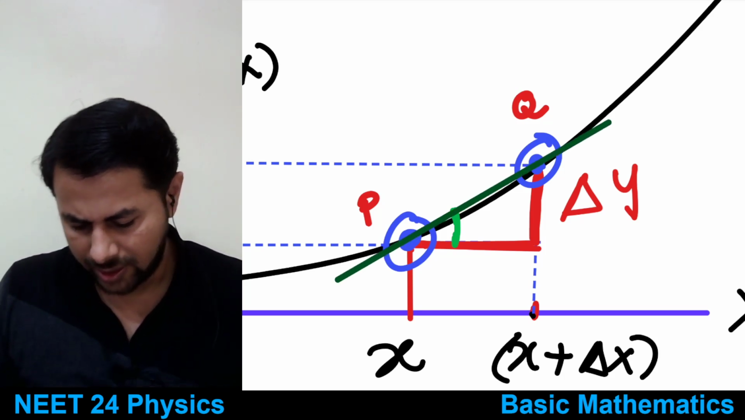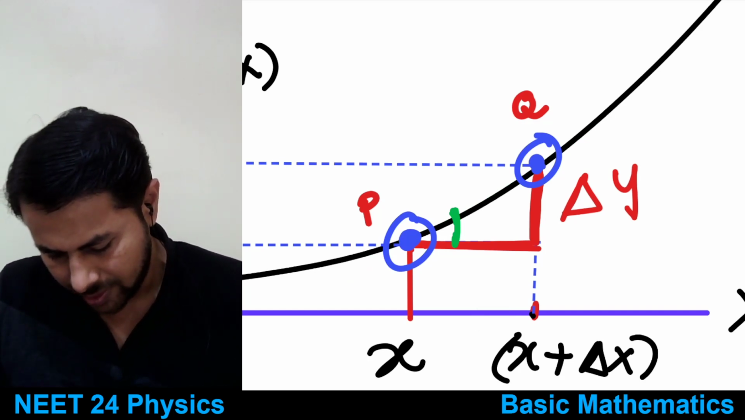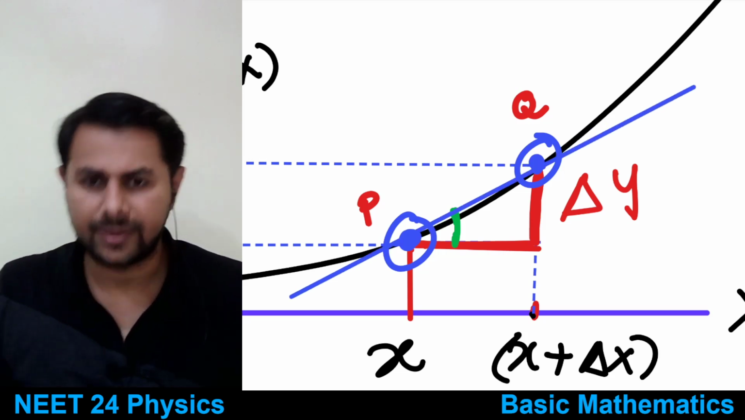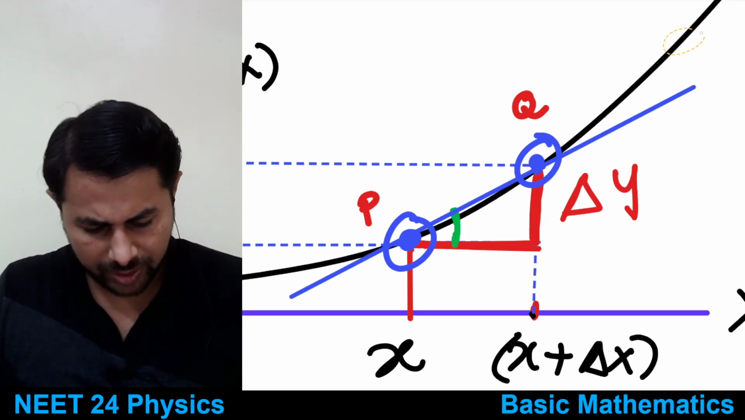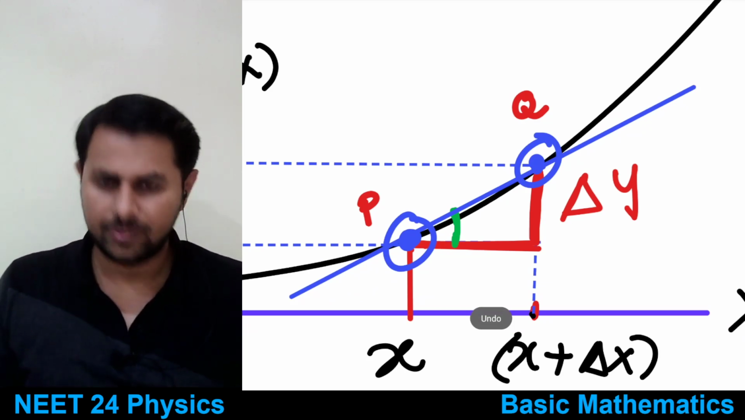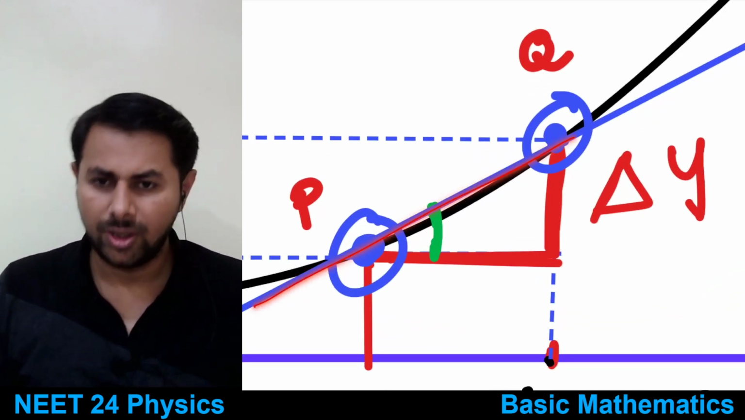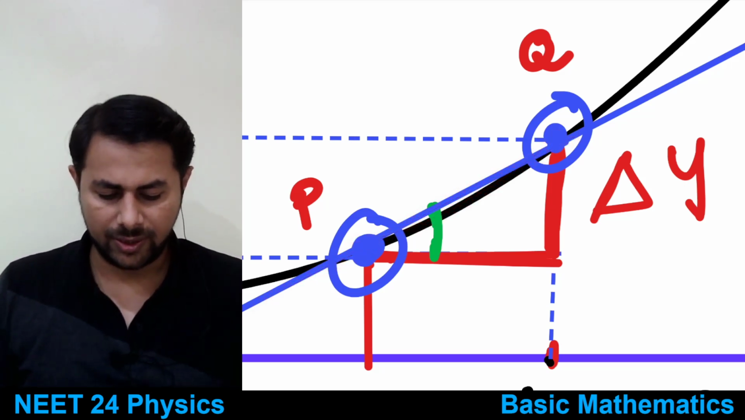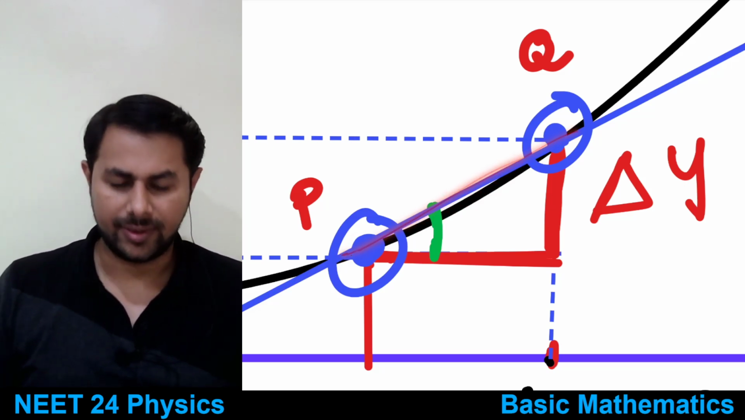Okay, so this is the line. Can you see that? Or let's use a different color. This is the line, right? Can you distinguish between the two colors? Okay, this is the line. Now you can see there is a difference between the line and the curve. It is the slope of this line.